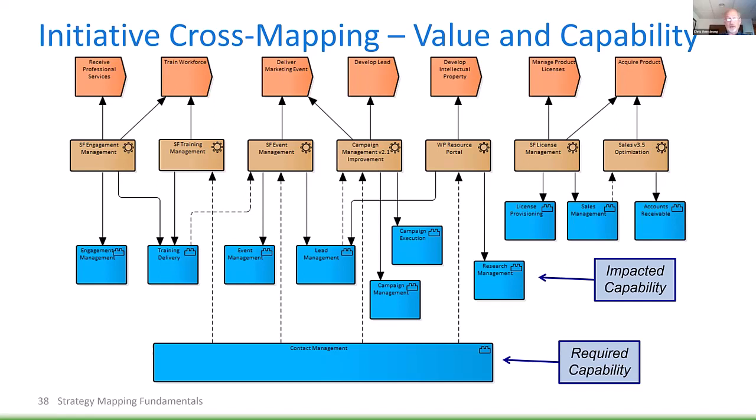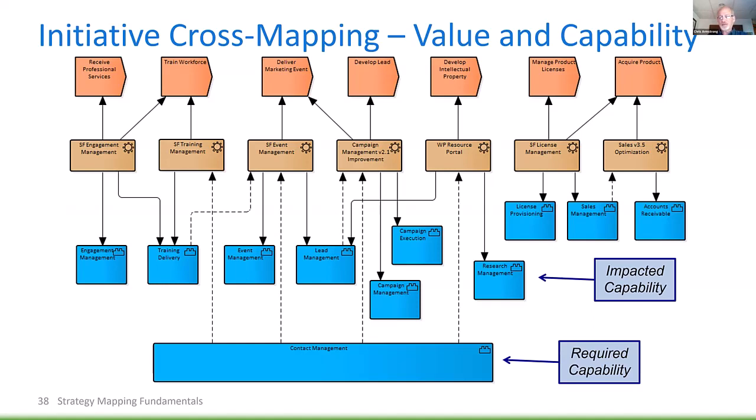Or maybe we do it the other way around. Maybe training management should be the first to improve training delivery, and then engagement management the second. And of course, the third option is, well, maybe because of complexities and constraints and timings, we need to do them both at the same time. But that means we really have to do some good coordination between those projects.